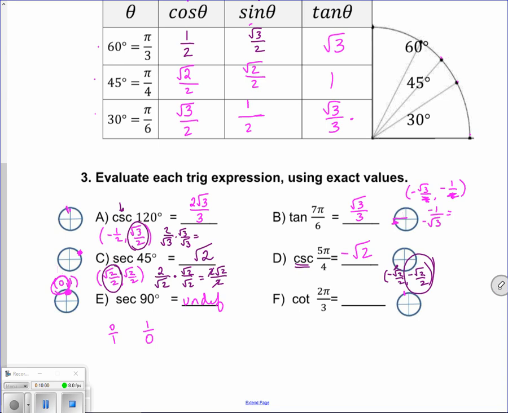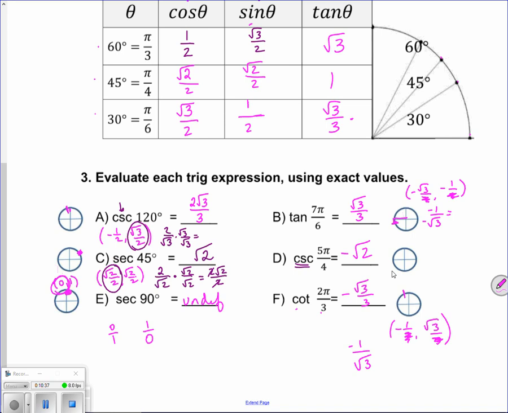Cotangent of 2 pi over 3. What's the ordered pair of 2 pi over 3? It's going to be negative x and positive y. Careful. First of all, I know if I divide a negative by a positive, my answer is going to be negative. I'm going to cover up the 2's. Cotangent, I do x over y, so negative 1 over square root of 3. Rationalized is negative square root of 3 over 3.